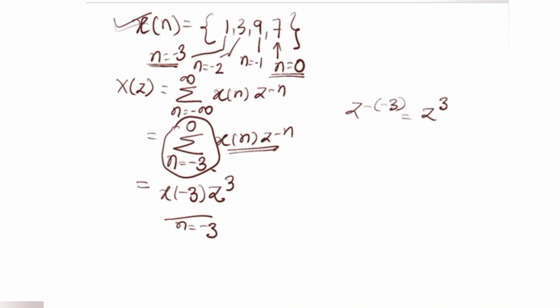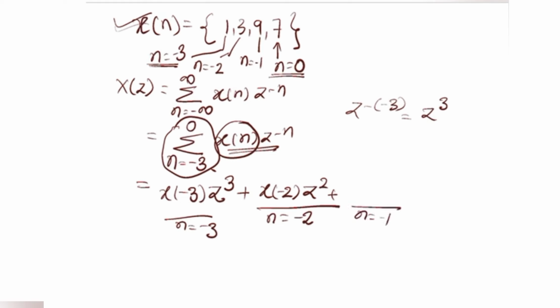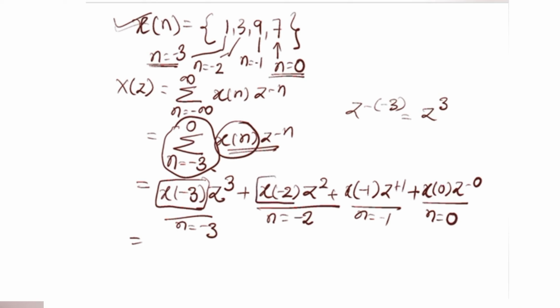So, here we have to write z cube plus for n equals minus 2, we will get x[-2] z square plus for n equals minus 1, we will get x[-1] z plus, or we can write it as z, plus for n equals 0, we will get x0 z to the power minus 0. Now we will put these values of signal in this equation.